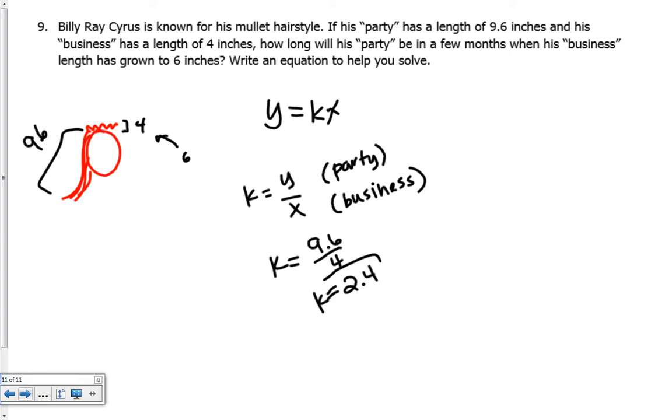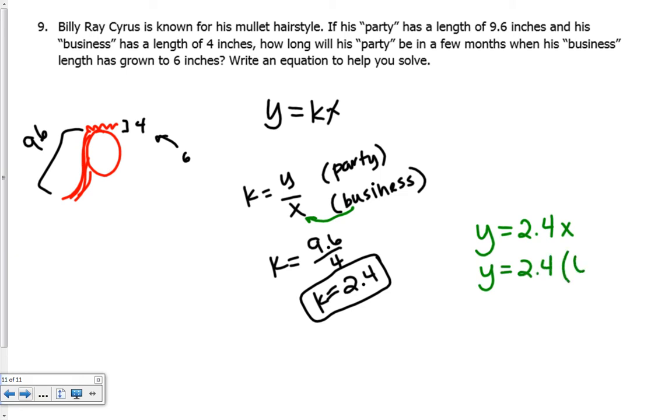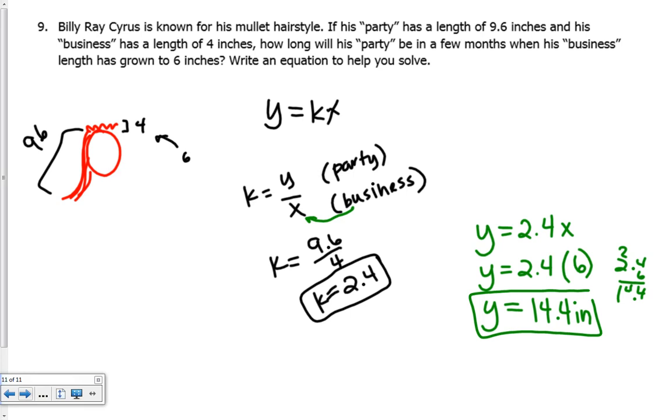Okay, well, if he keeps that ratio constant all the time, then we can figure out how long his hair is going to be at any point. Okay, so they're asking us about what if his business length has grown to 6 inches. Well, business was my x, so y equals 2.4x is our equation, but I can now plug in that business length of 6 into the x and work it out. So y would equal, let's work it out, 14.4 inches. So we know his party in the back would be 14.4 inches long if he kept growing at a constant rate.